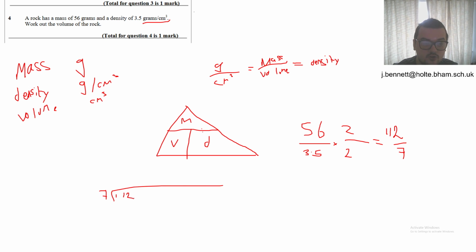1, 1, 2. How many 7s go into 1? 0. How many 7s go into 11? 1, remainder 4. How many 7s go into 42? 7, 14, 21, 28, 35, 42. That's 6. So let's just write a little 6 there. So our answer, the volume, is going to be 16 centimeters cubed. And that is the answer to this question.